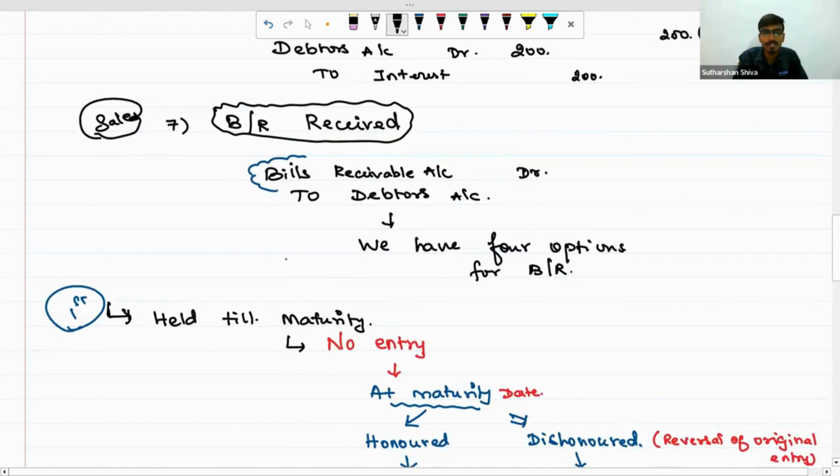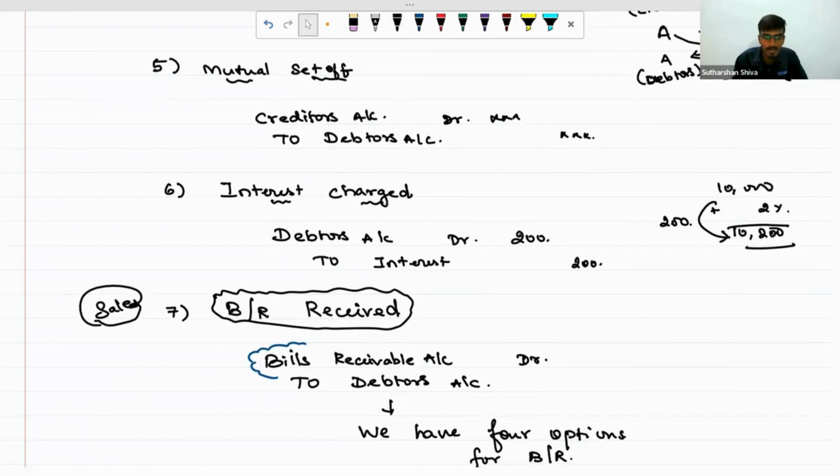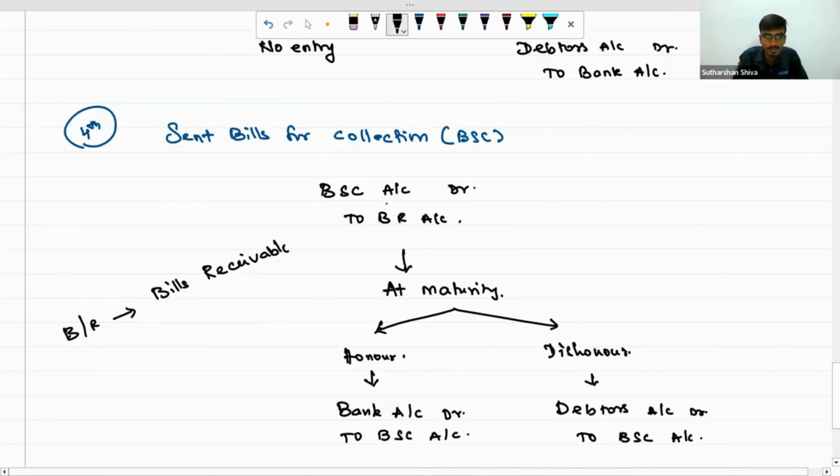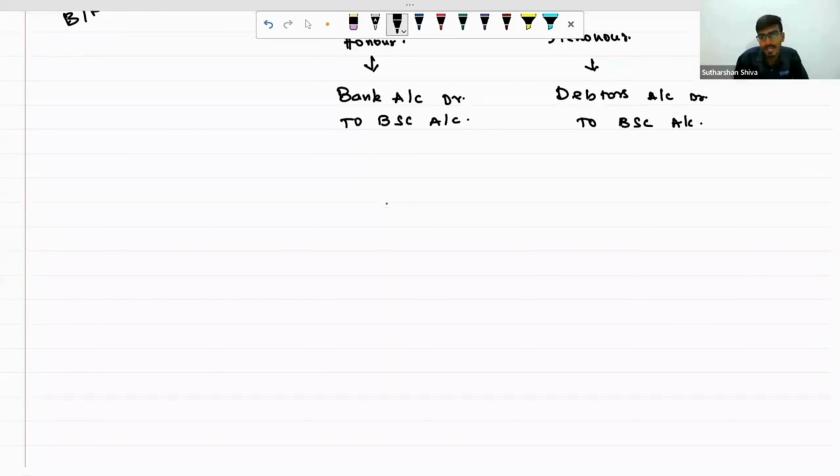This comes under the last, 7th part, which is bills receivable. This 7th part has 4 options. In any of those 4 options, there may be a journal entry.